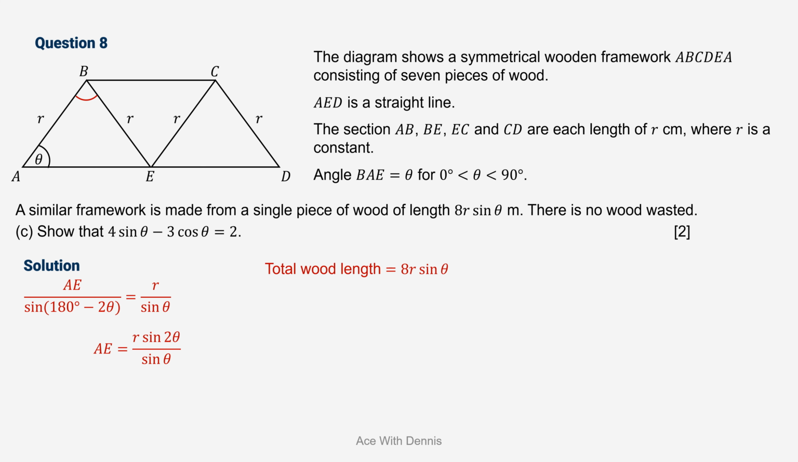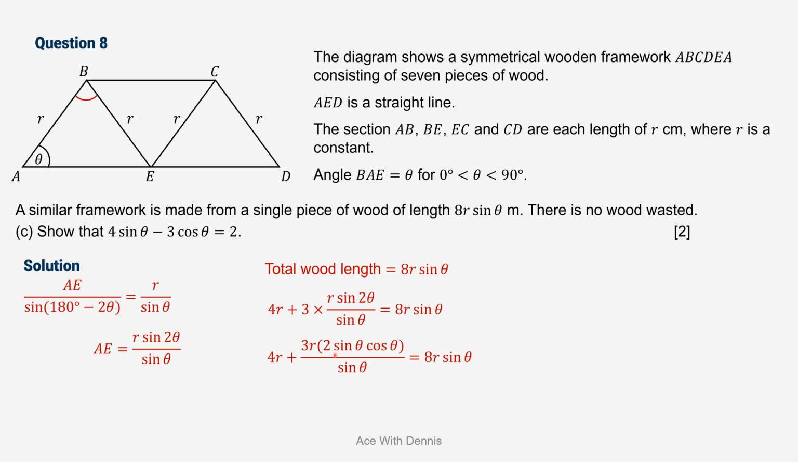Next, given that the total length of wood to make up this framework is 8r sine theta. From the diagram, the total wood length, which we get by adding all the sides together, is 4r plus 3 times AE, which is r sine 2 theta over sine theta. Here we have 4 r's and 3 AEs. This is the first AE, BC is the same as AE, so that is the second AE, and ED is also the same as AE, because all these three triangles are congruent. Then from here, for the sine 2 theta, we apply the double angle formula.